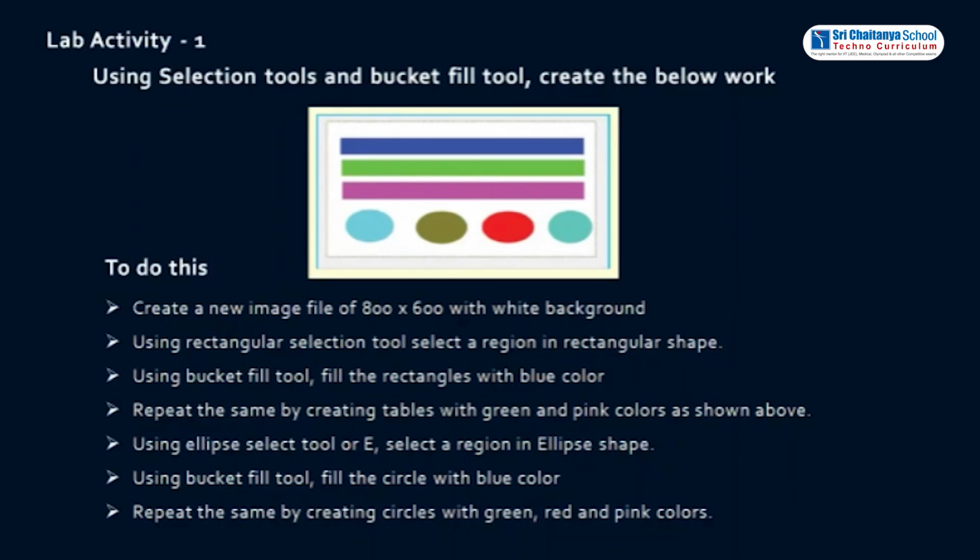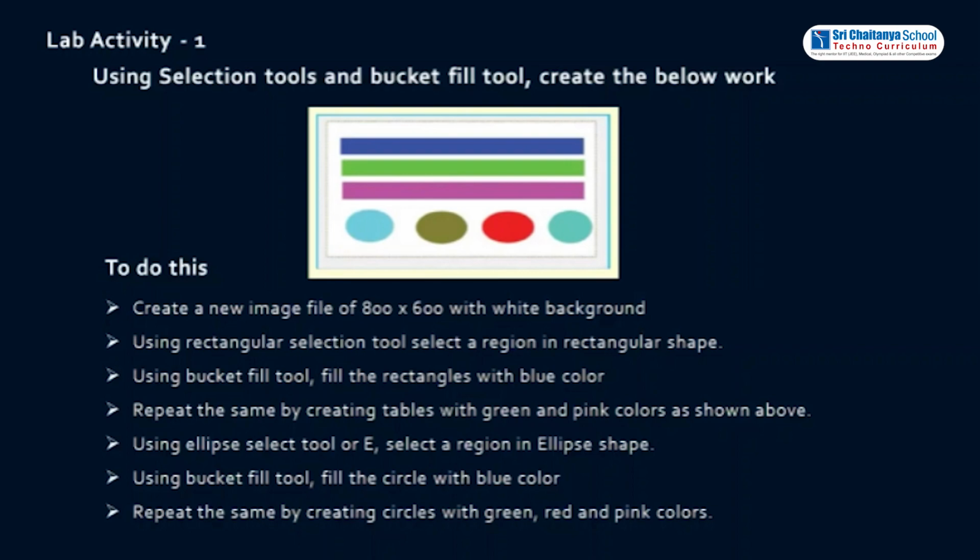Keep your mouse pointer inside the shape which you have selected and click on it. Then only that particular region will be selected. Then go use the bucket fill tool. Fill the rectangle with the blue color. And the same process you can repeat for 3 times. You can use the colors as shown in the figure.